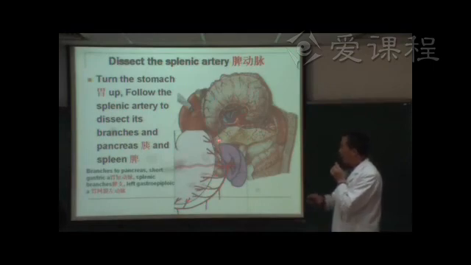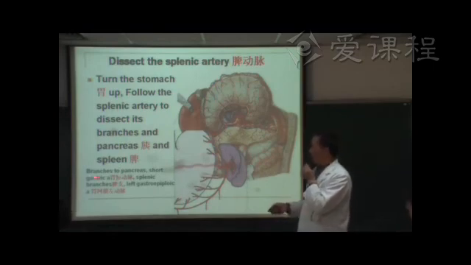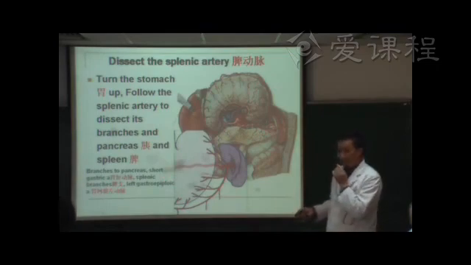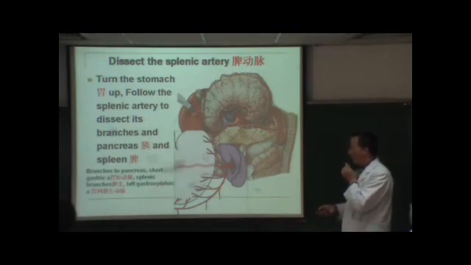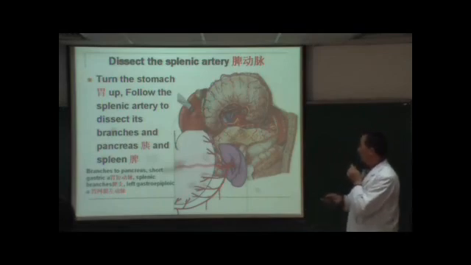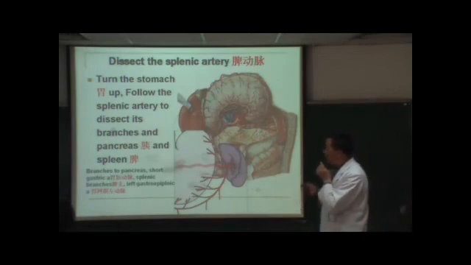Please read the branches of the splenic artery. Short gastric artery. Splenic branches. Left gastroepiploic artery. 胃网膜左动脉. Yes. These branches are from the splenic artery.